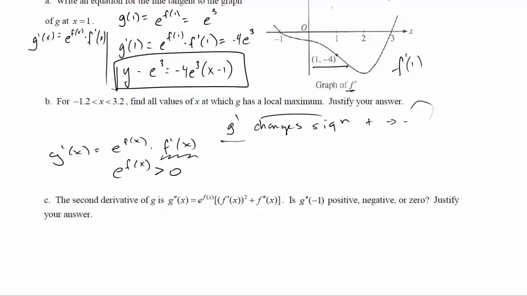That will never change. So when I'm talking about just purely the signs, I only really need to focus on f prime of x. Well, I can see where f prime of x changes sign from positive to negative. It actually occurs at -1. So I'm going to use that as my justification. F prime of x changes from positive to negative at x equals -1.